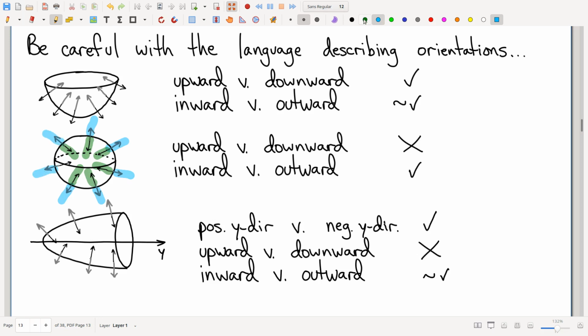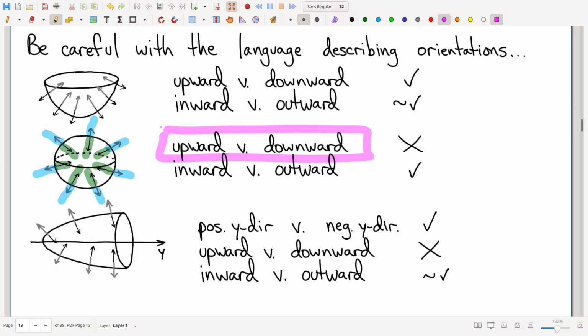I think I missed one there. You look at these two options for your two possible orientations on that sphere, and let's entertain the question of upward versus downward. Well, here's the problem. Some of those green vectors are upward, some are downward. Some of those blue vectors are upward, some are downward. I don't know what you mean if you say upward.